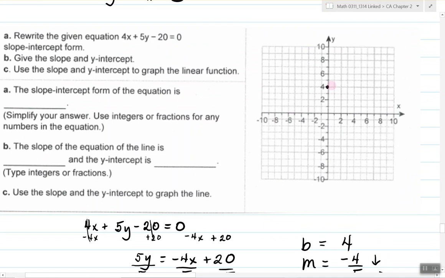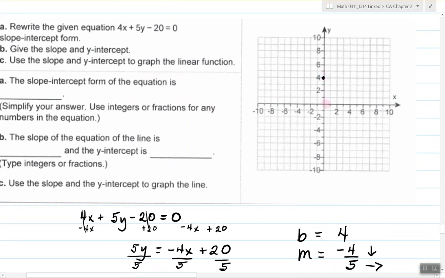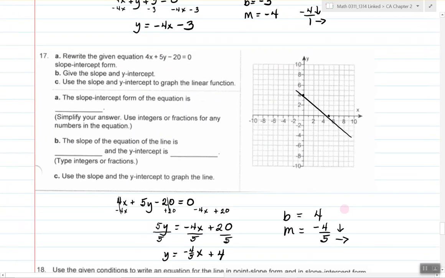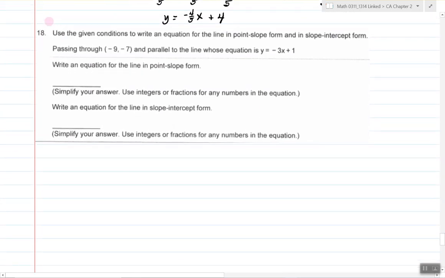From there, go down 4 and right 5, and you will get to this point, and then that's so bad I can't even leave it. I'm going to try something like that. Your lines will be perfect in my math lab.